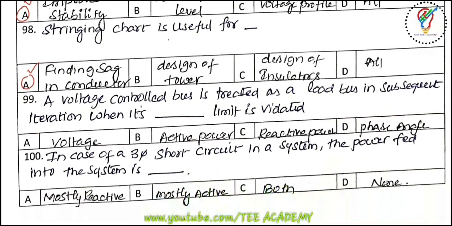And next one, the voltage controlled bus is treated as a load bus in the subsequent iteration when its dash limit is violated. So very important question. A voltage controlled bus is treated as a load bus in a subsequent iteration when its dash limit is violated. The options are voltage, active power, reactive power, phase angle. So the option here is reactive power. C is the right option.